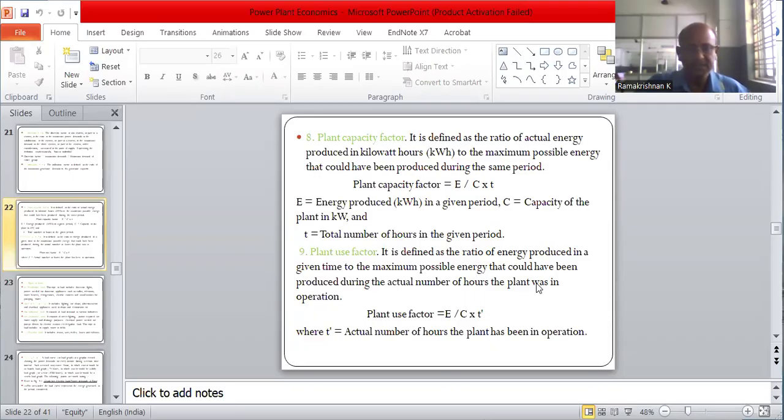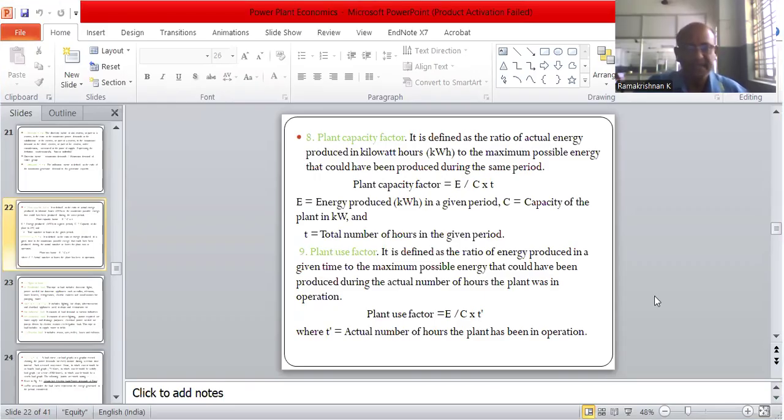Here it is almost the same as the plant capacity factor, but the only difference is that instead of considering the total hours, here it considers only the hours when the plant has been in operation. So it considers the number of hours when only the plant is in operation. So it is indicated by T dash. All others are same. So that is the plant use factor.